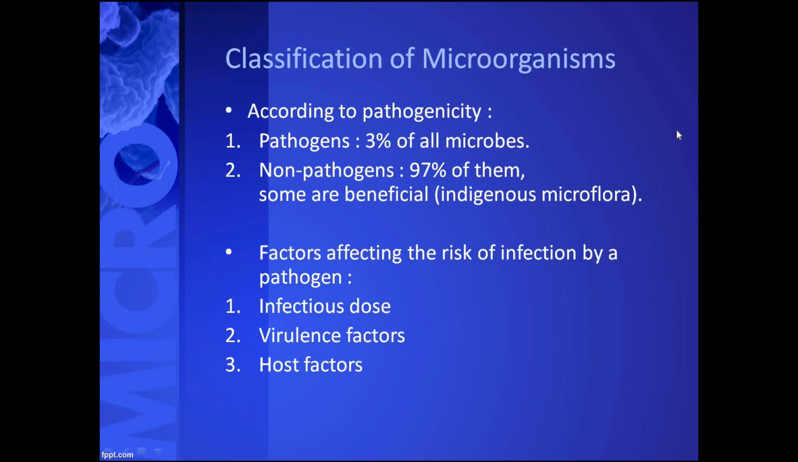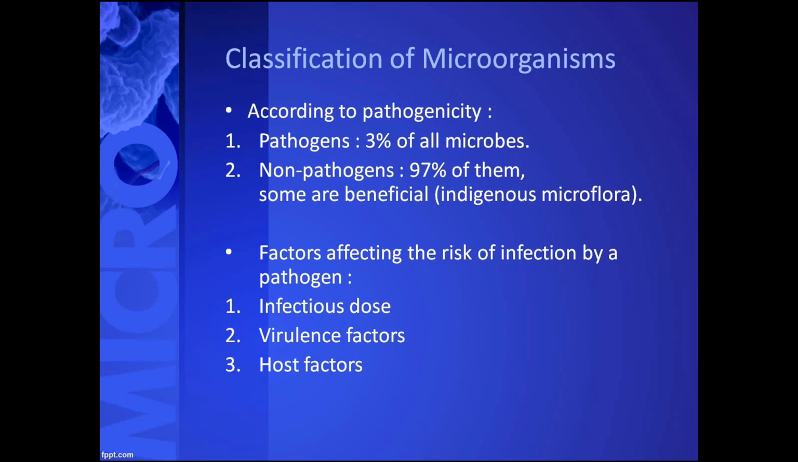Okay, now into classification of microorganisms. We classify microorganisms in multiple ways. One way is to classify them according to pathogenicity. So we have the pathogens that comprise only 3% of all microbes, and we have the non-pathogens that comprise 97% of them. Some non-pathogens are beneficial, like the indigenous microflora.